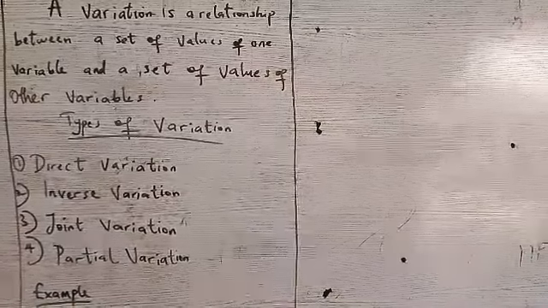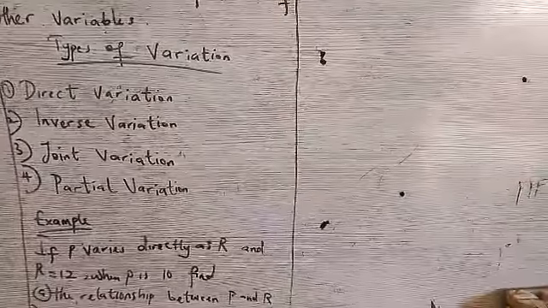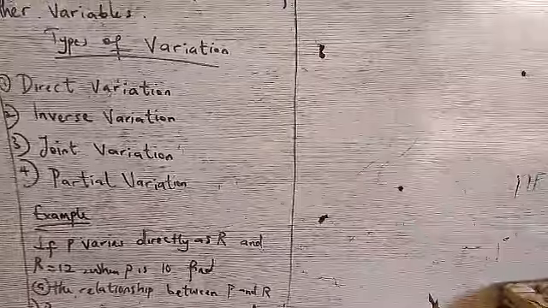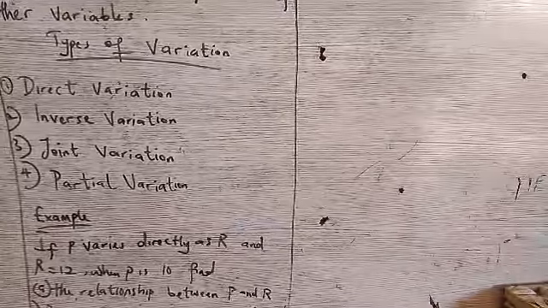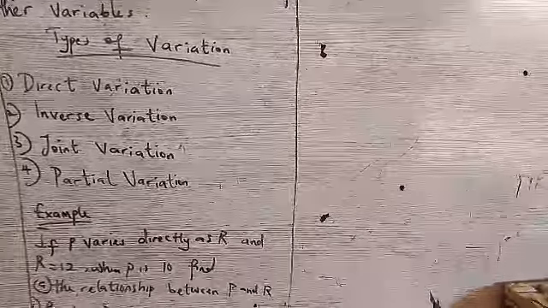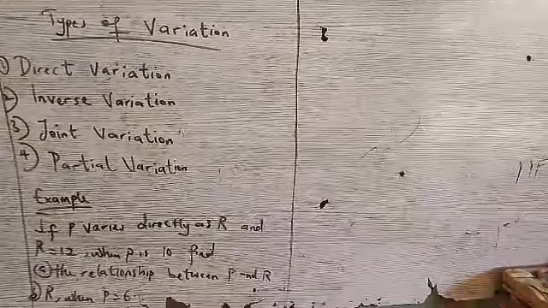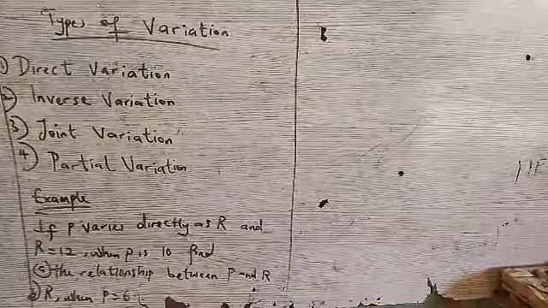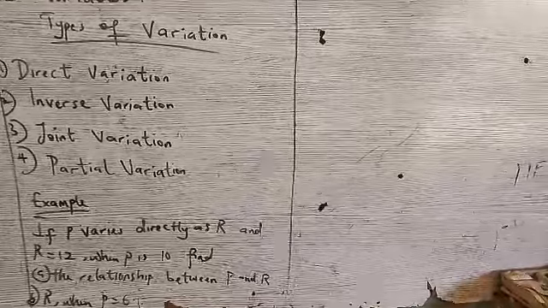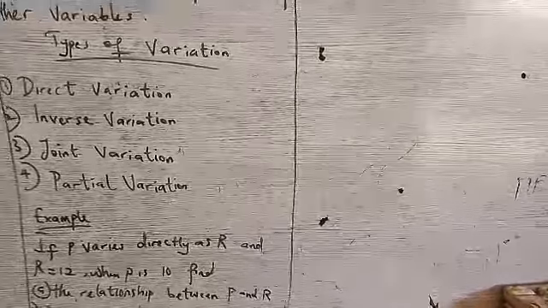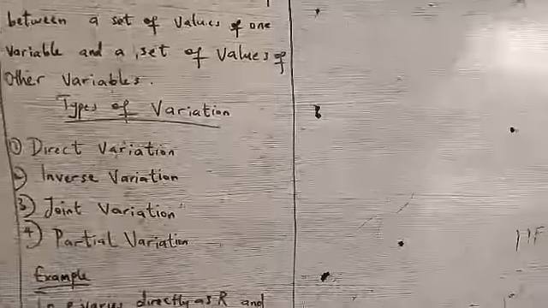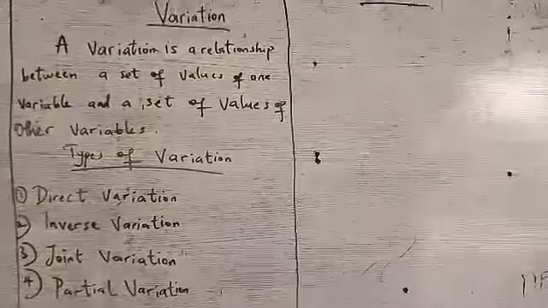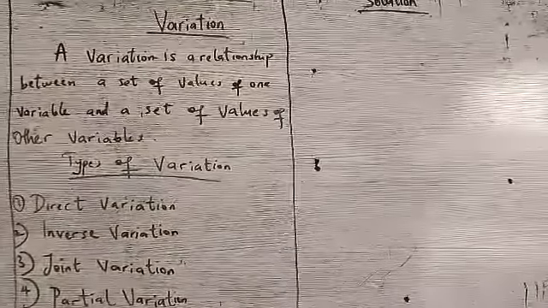Alright, so I have an example here. It said if P varies directly as R and R equals 12 when P is 10. So find the relationship between P and R. Also, find R when P equals 6. I'm going to take that systematically just now. So just stay tuned as we solve it together. Alright.